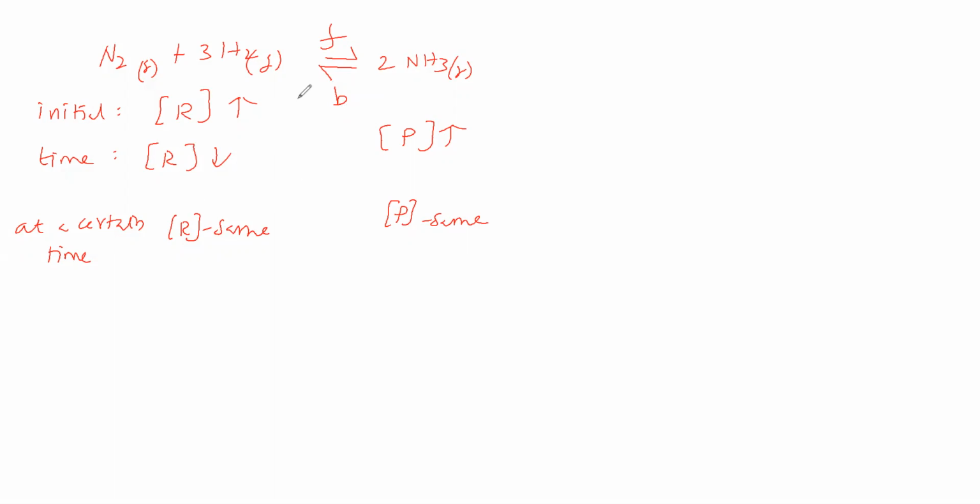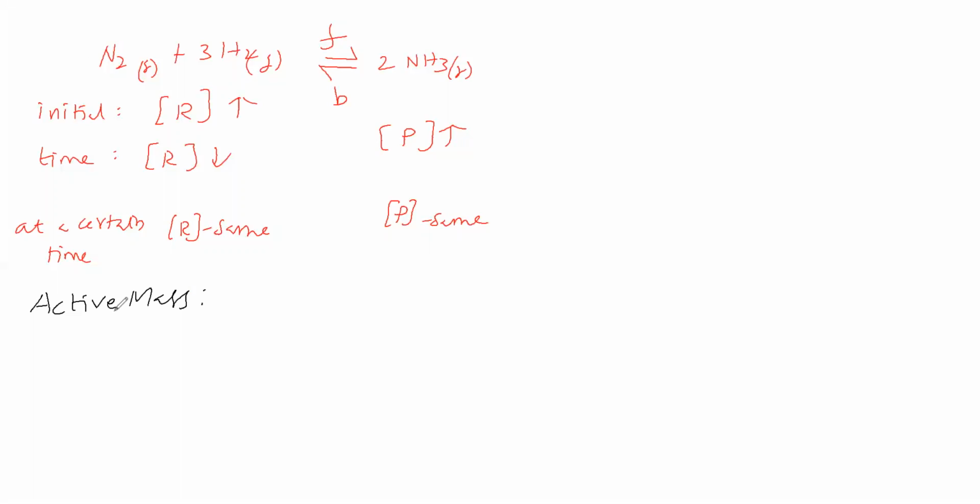Now we have to know the relation between rate of reaction and concentration. For that we will take a word called active mass. What is active mass? It is the mass of the substance which is active to be involved in a chemical reaction. The mass of the substance which is active to be involved in chemical reaction is called active mass.